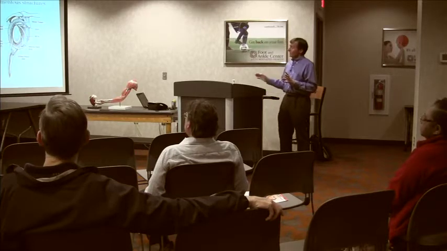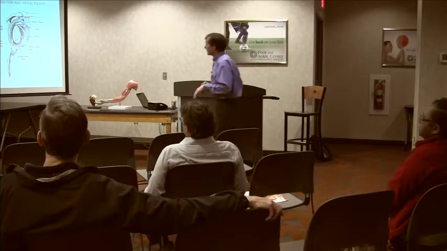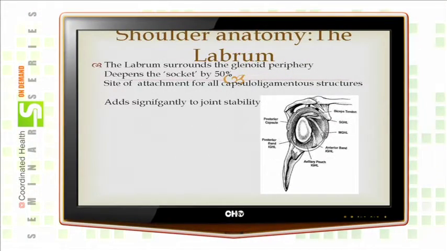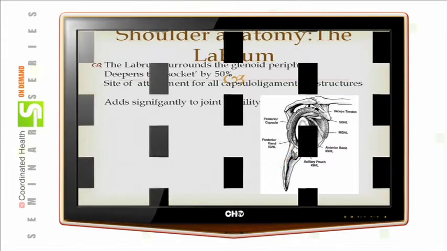The labrum is this inner layer. So here's the ligaments, and then the inner layer is this labrum. And that's like the tire on the wheel, the rim. It's that tissue that attaches to the ligaments and provides that depth to the socket and the stability to the shoulder.